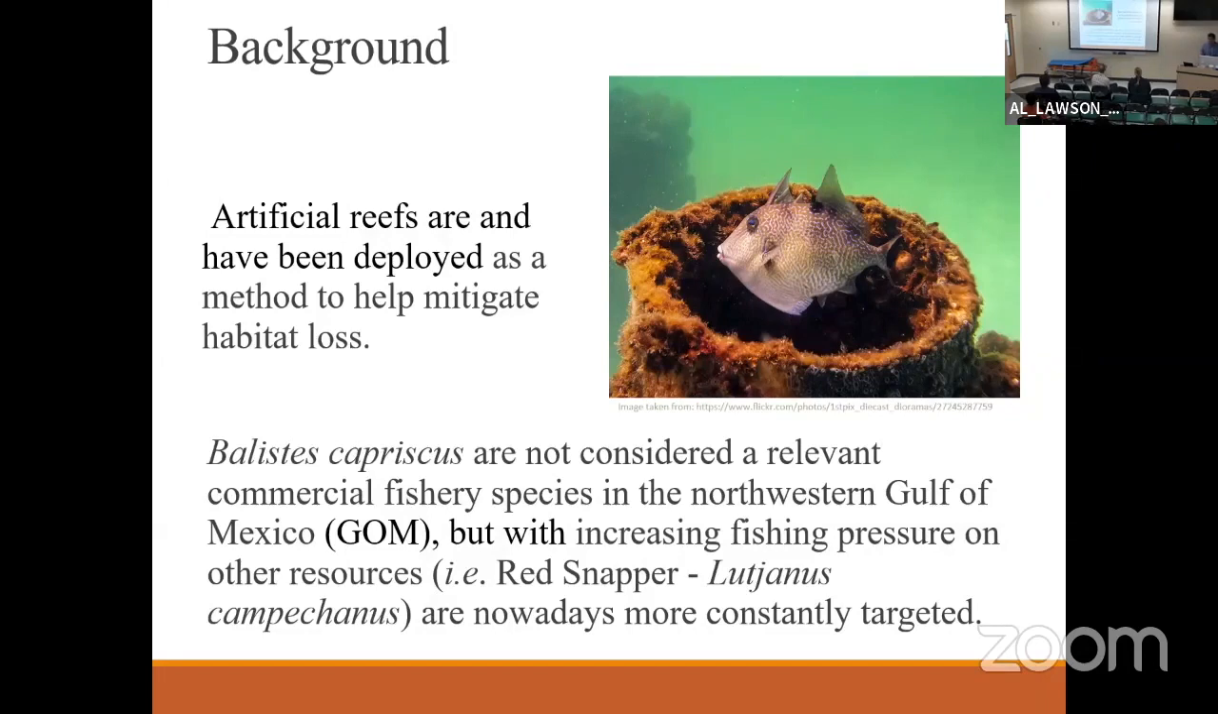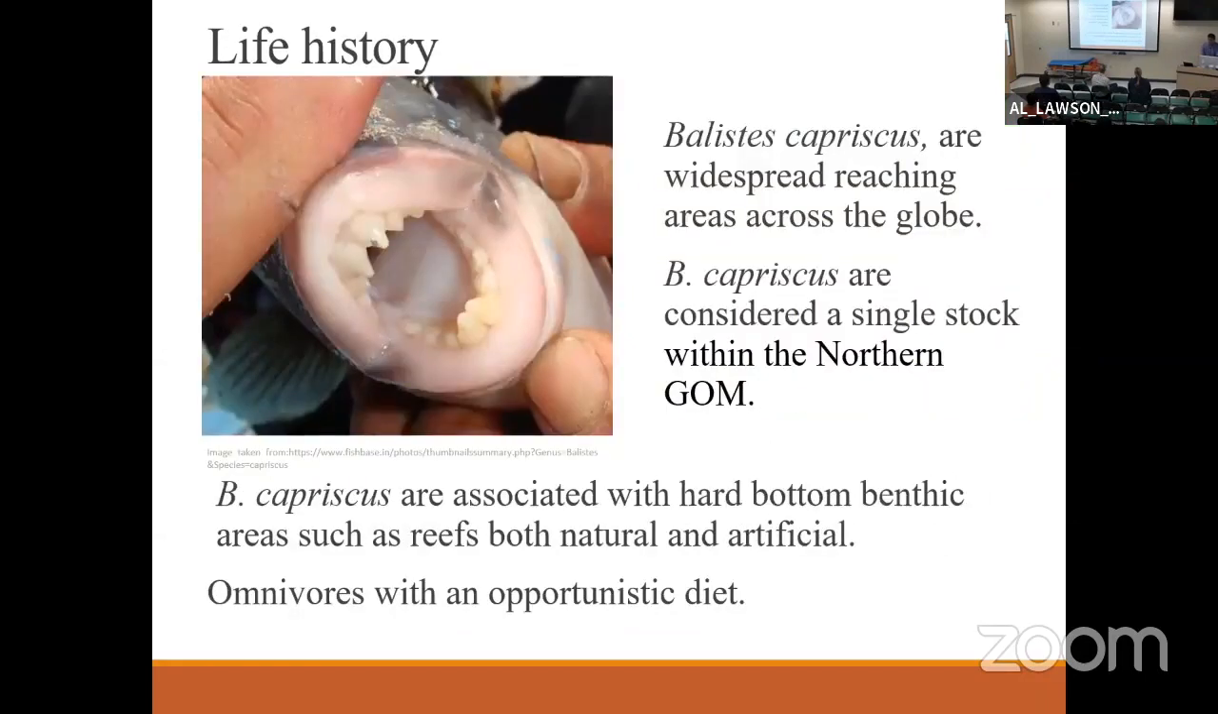And Balistes capriscus are not considered a relevant commercial fishery species in the northwestern Gulf of Mexico, but with increasing fishing pressures on other fish, such as the red snapper, they are more constantly targeted, and that's essentially the relevance of them. So a little bit of their life history.